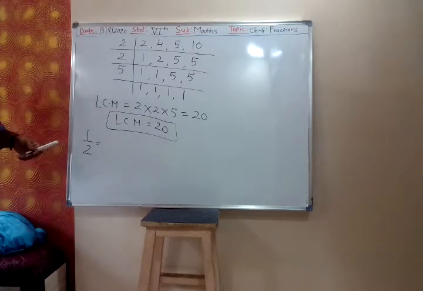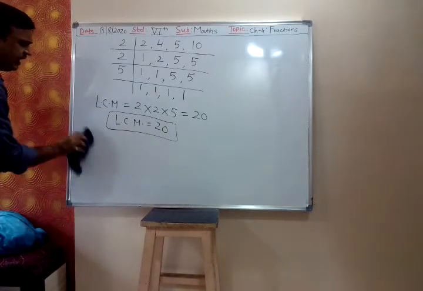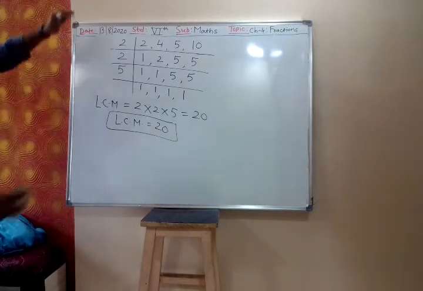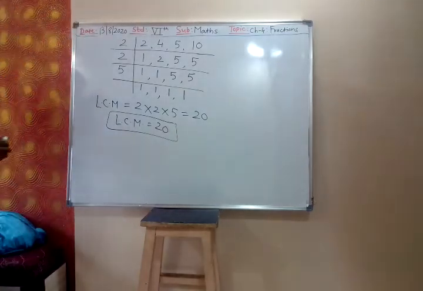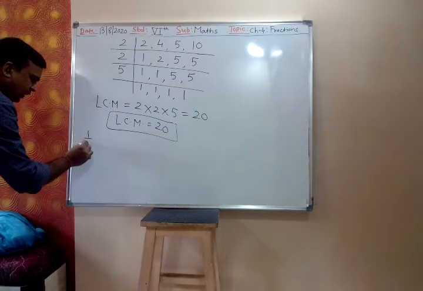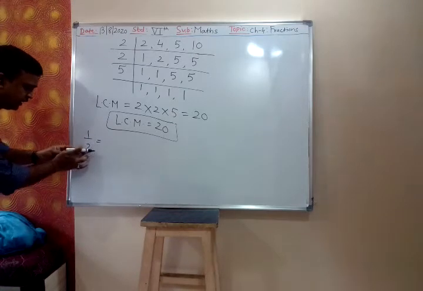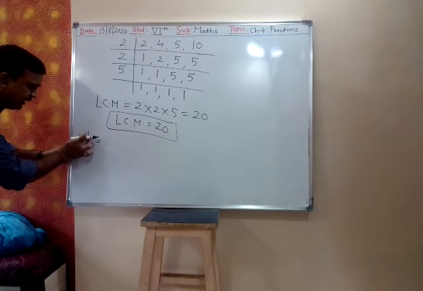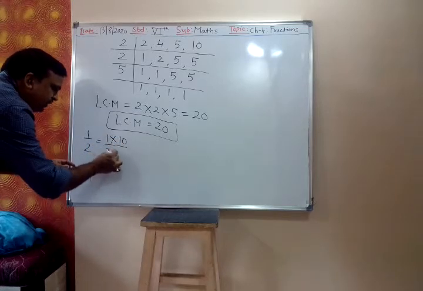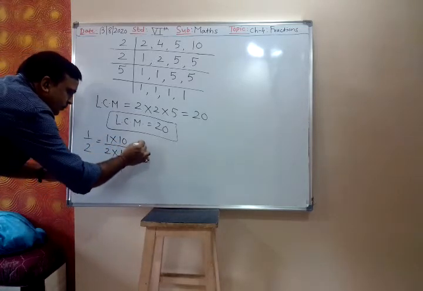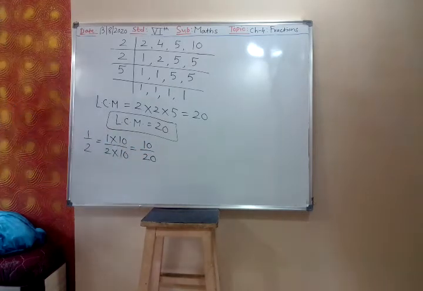Now I have to write down these steps. Now I have to make the denominator of each fraction as 20, because LCM is 20. So first it is 1 by 2. I want denominator 20, so I will multiply by 10 in numerator and denominator. So 1 into 10 upon 2 into 10 becomes 10 upon 20. So 1 by 2 becomes 10 upon 20.